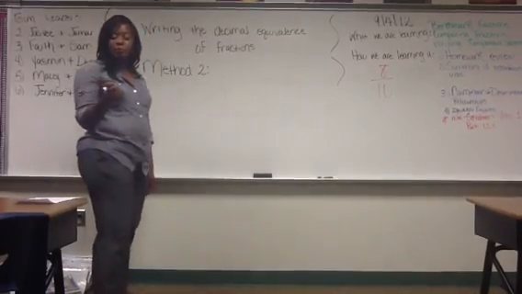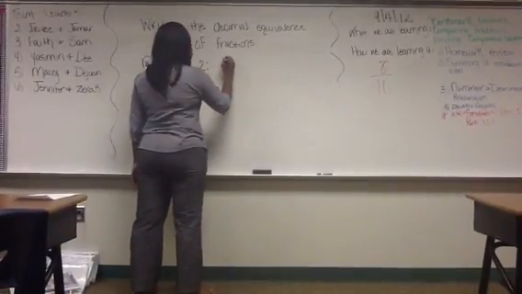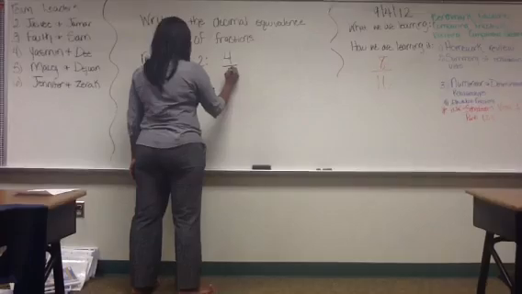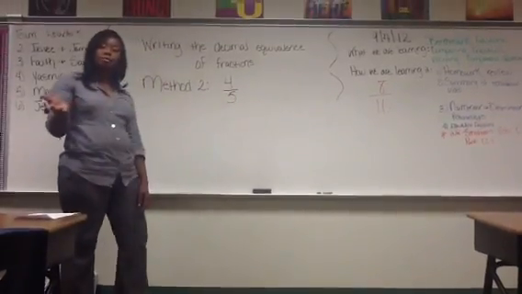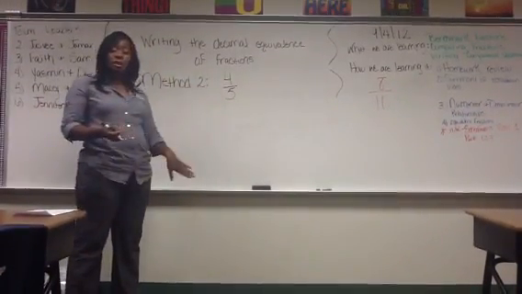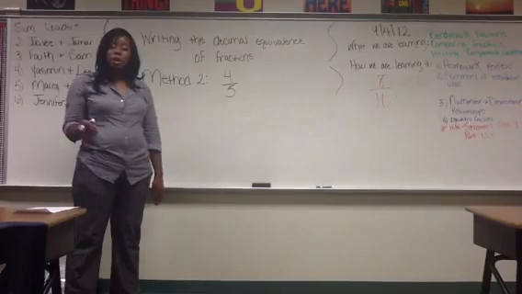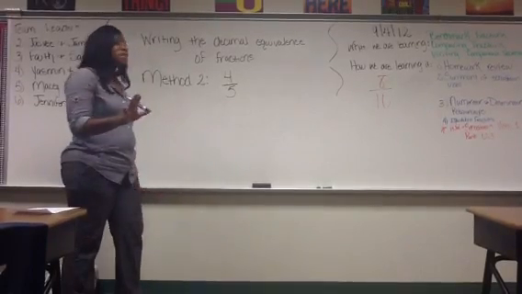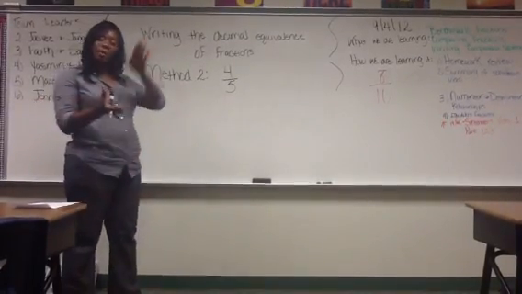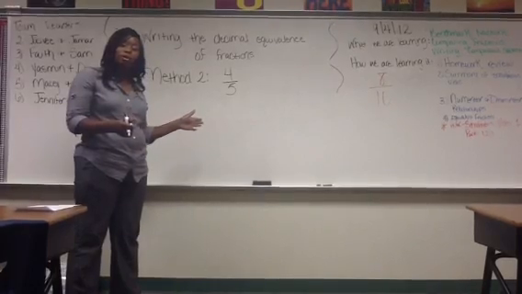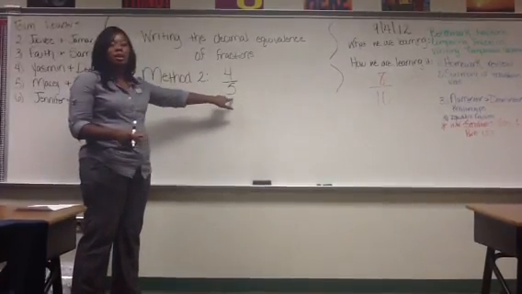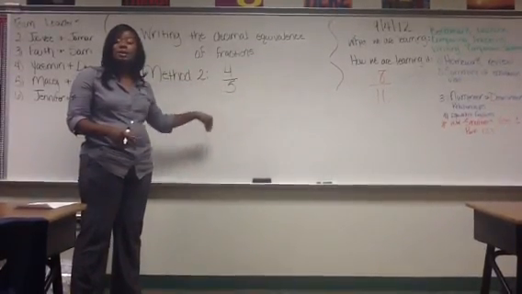Here's one example. 4/5. Our job is to take 4/5, change it to its decimal equivalence. Well, it looks like we have a problem. When you think back on the last method that we learned, there's no tenth here. So this fraction doesn't make it easy for us.